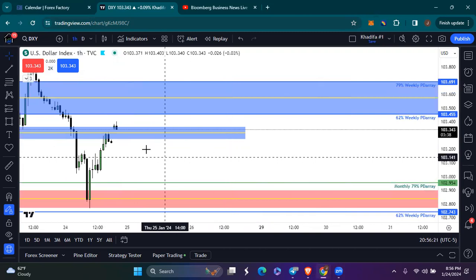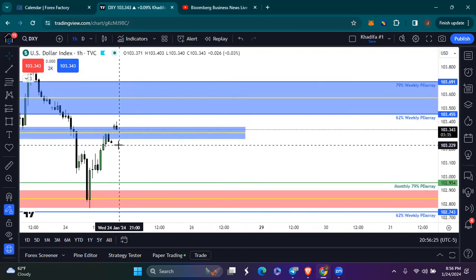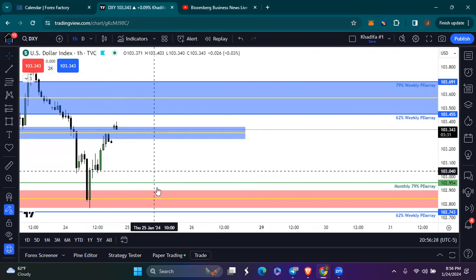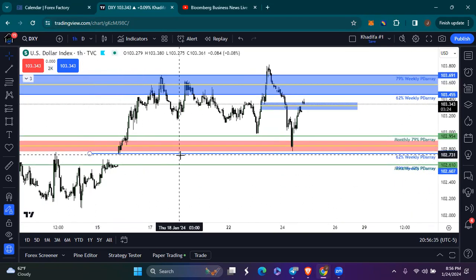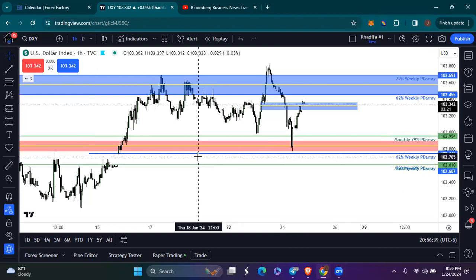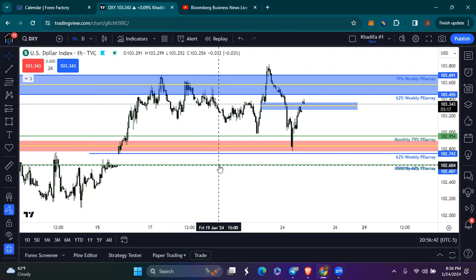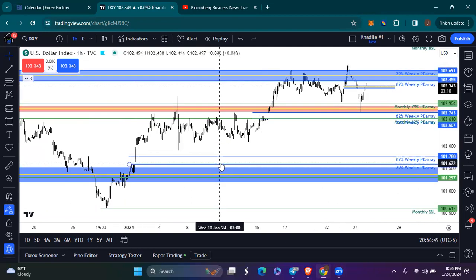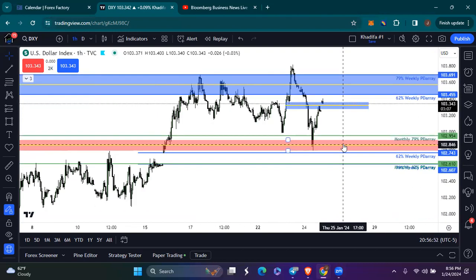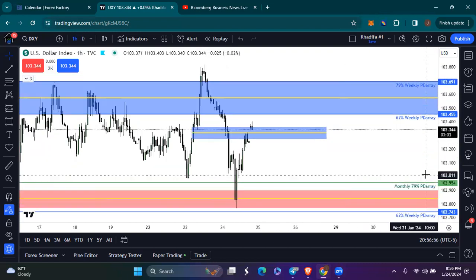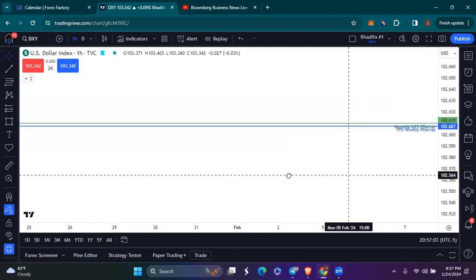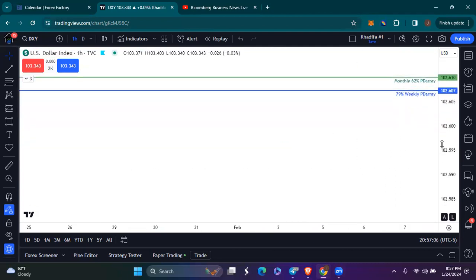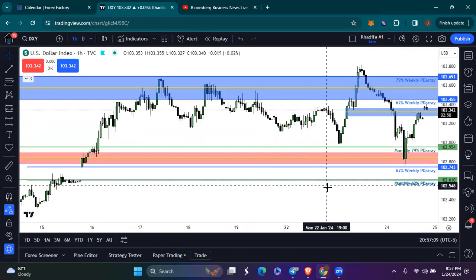If we break below the fair value gap and close below this gap, then I would look for price to come on down and fill in this gap here and retest the 62% weekly PD array along with the 62% monthly PD array. I'm sorry, not monthly sell side liquidity. What is that? I know it's the 62 monthly, 79% weekly PD array.